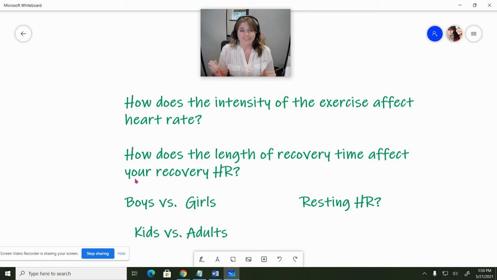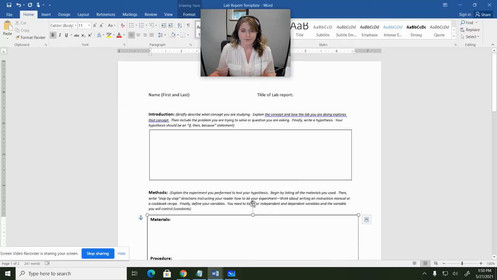You can pick one of these four here. If you want to pick something completely different, just talk to me first and run it by me, and I can let you know if that's something that would work, or we can refine it together if need be, or just let you know it's okay. So just talk to me before you do that. Once you establish what it is you're going to do, then you can come to the introduction.